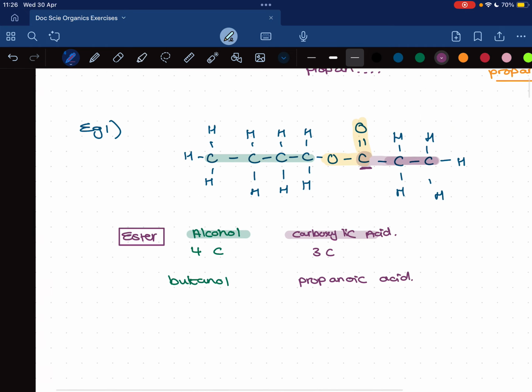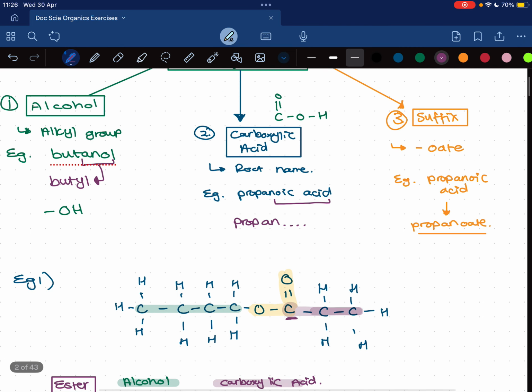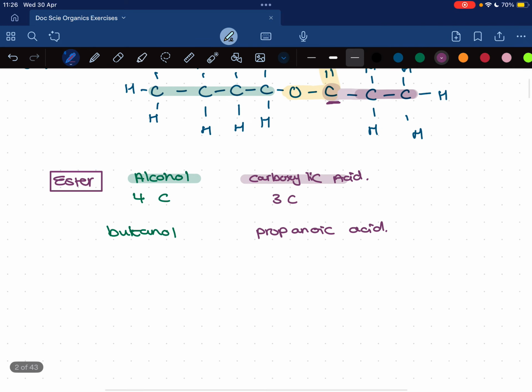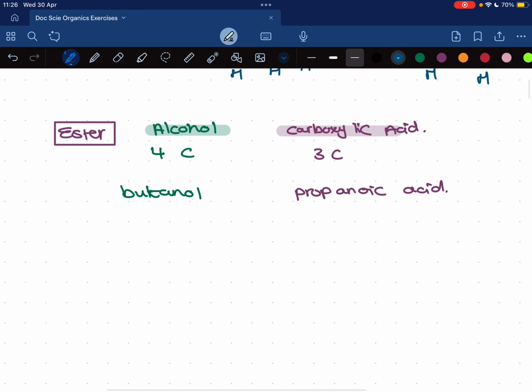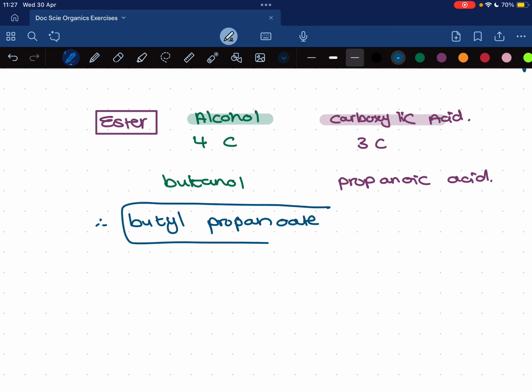So I want you to pause and try and see if you can get the name of this using the 3 rules that we spoke about above, now that you know what the alcohol is and the carboxylic acid is. Okay, so if we were naming it, we would start with the alcohol and we would say, well, if it's butanol, we would start with butyl and then space. Propanoic acid would change to propanoate, and that's the name: butyl propanoate.